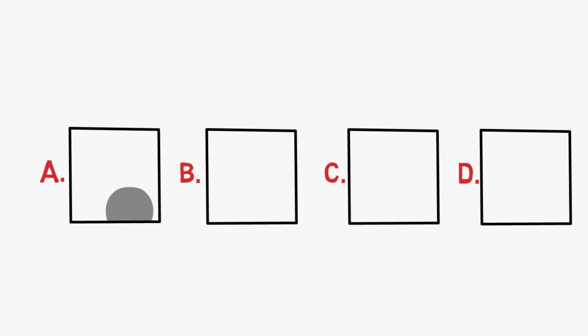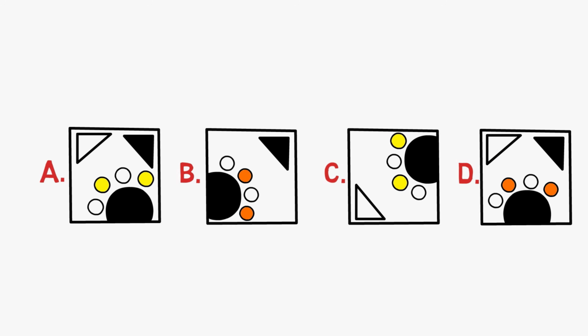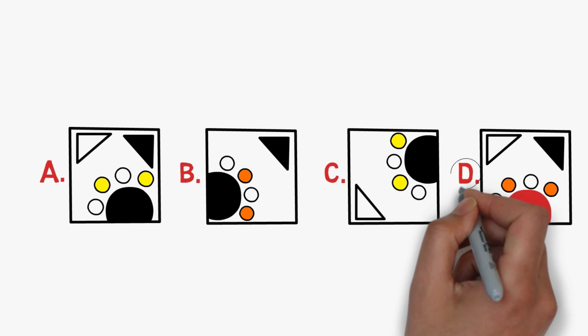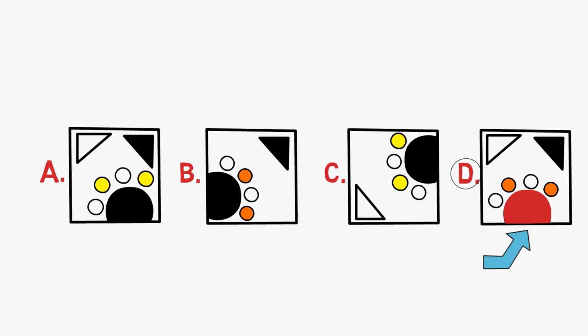Let's recap. The pattern here is that all half circles are attached to the corners of the square. But the half circle in the shape D is placed in a different place than the others. The half circle there is in the lower part of the square. This is why the correct answer here is choice D. Hopefully you've nailed this question and now know how to answer similar problems on the test.